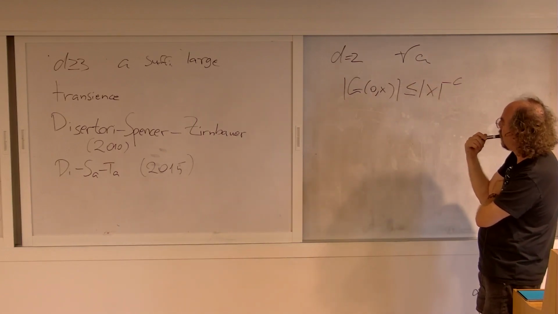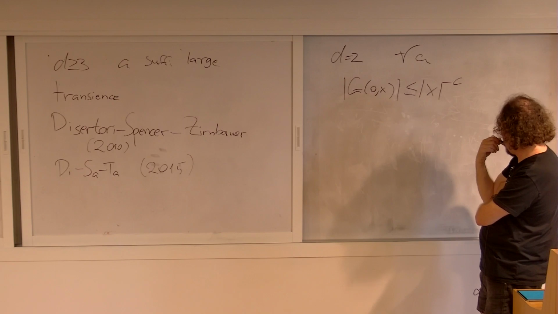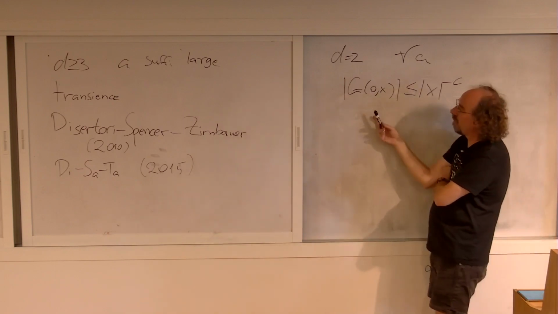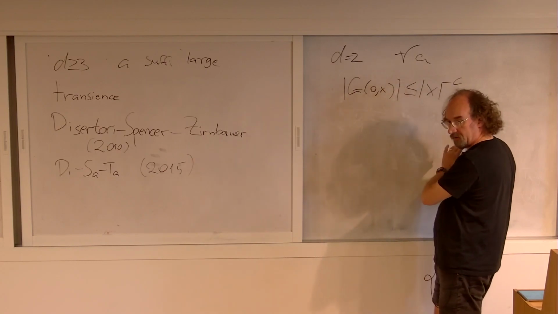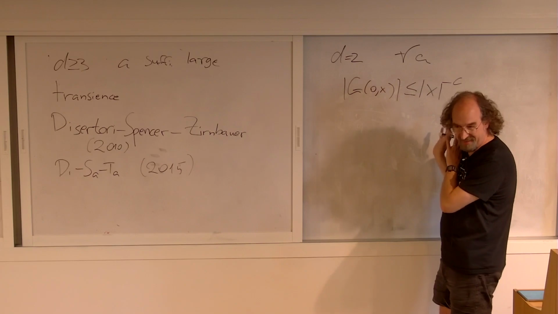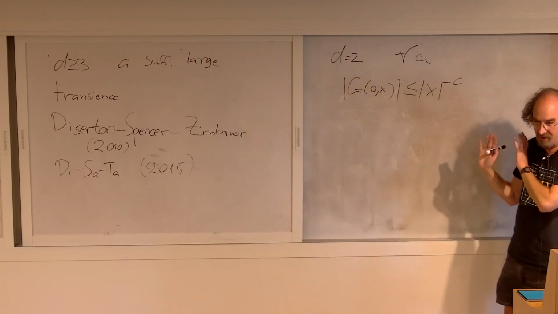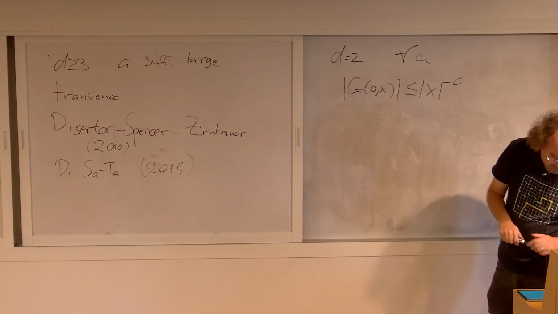The expected number of visits to X decays as you go away from X, but not sufficiently fast for you to be able to simply sum it and say that the process is recurrent. This we don't know.